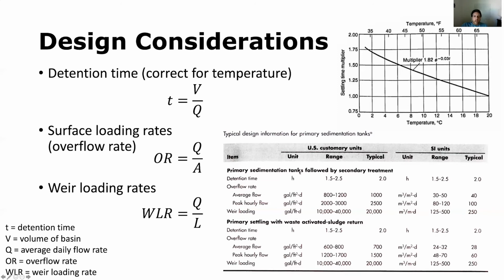All right, and then if we have primary settling with waste activated sludge return, so again, remember that in the waste activated sludge system, some of that sludge from secondary treatment comes back to the beginning of the system. In some cases, it might come after the primary clarifier, but in other cases, it might go back to the beginning of the headworks, in which case we would use slightly different values for the overflow rate in the primary settler.